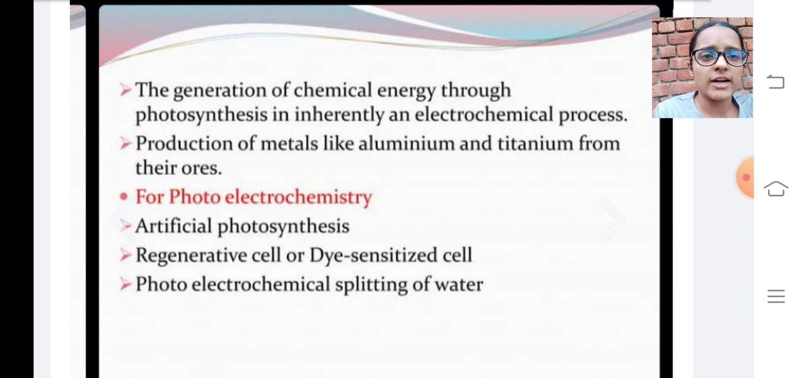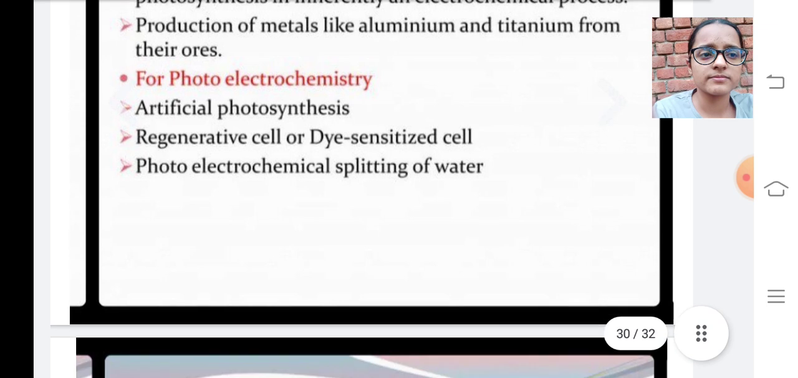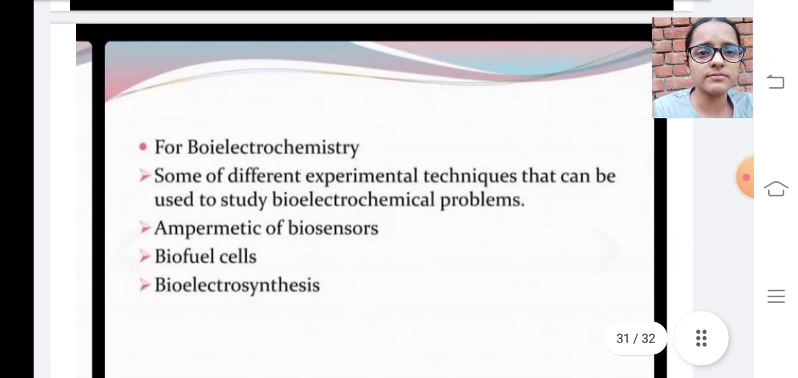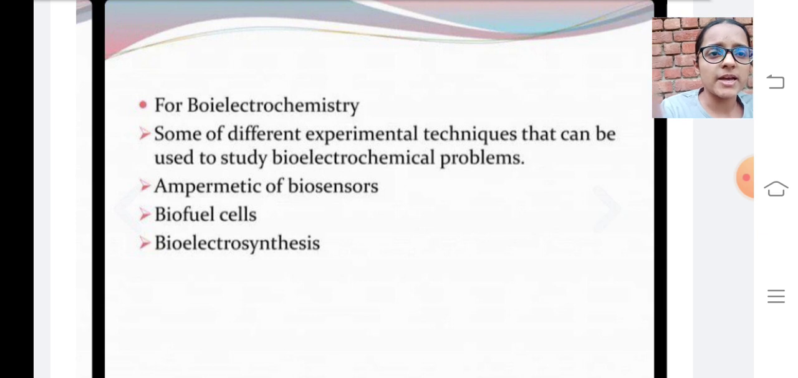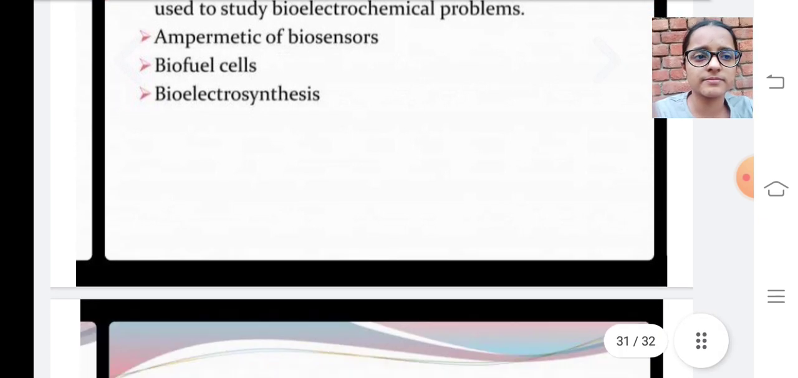For photoelectrochemistry: artificial photosynthesis, regenerative cell or dye-sensitized cell, photoelectrochemical splitting of water. And for bioelectrochemistry, some of the different experimental techniques that can be used to study bioelectrochemical problems: amperometric biosensors, biofuel cells, and bioelectrosynthesis.